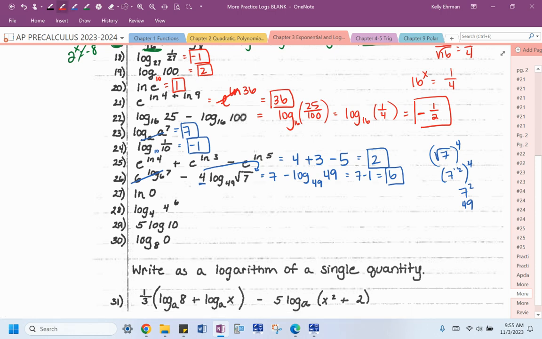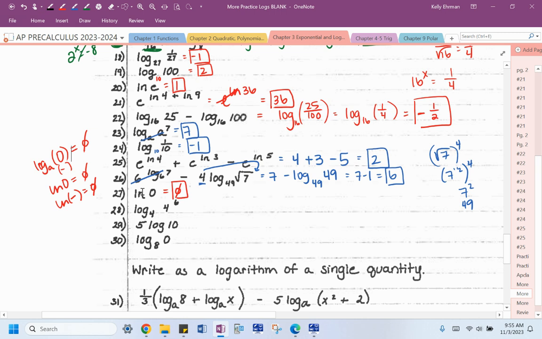Natural log of 0 is no solution. Remember, you can't natural log or log 0 or anything negative. That goes for log base a as well. Can't do 0. Can't do negative.